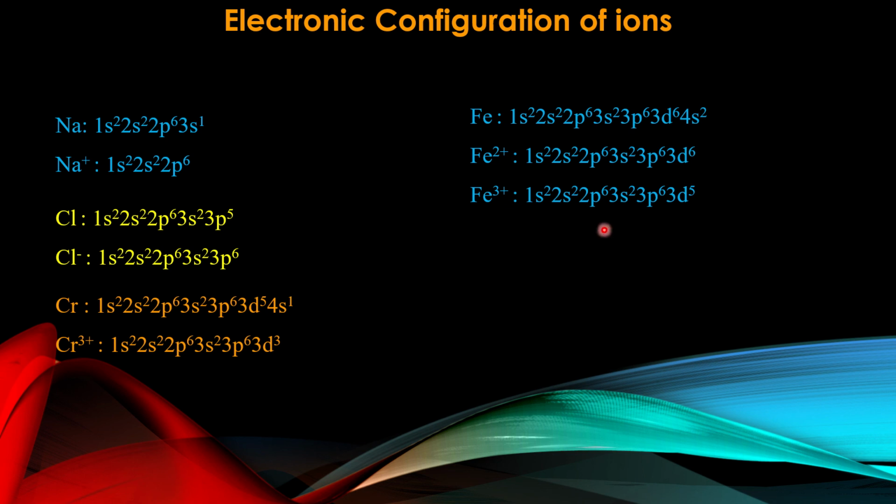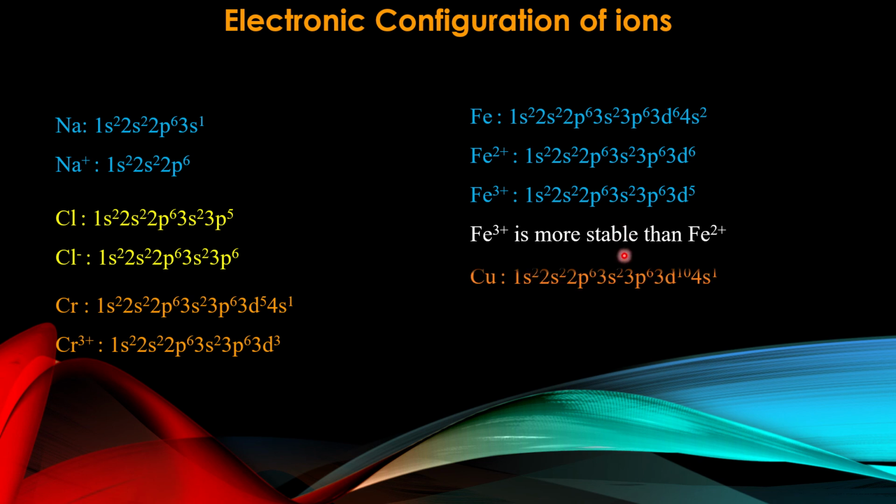Dear students, look, there are 2 ions, ferrous ion and ferric ion. In the ferrous ion there are 6 electrons on the 3d orbital, but for the ferric ion there are 5 electrons on the 3d orbital. And we know when degenerate orbitals are half filled or fully filled, they become more stable. So here 3d is half filled for the ferric ion. So comparatively, the ferric ion is more stable than the ferrous ion.